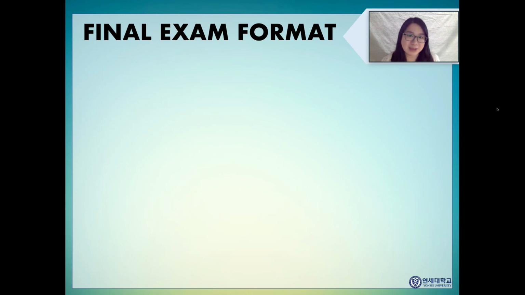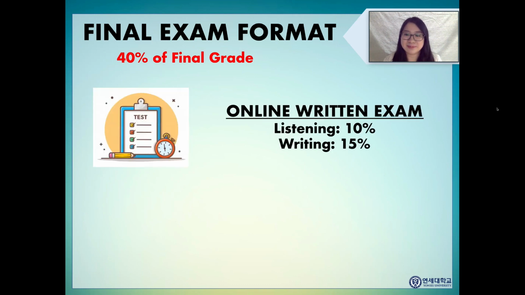The final exam will have 2 parts. The first part, it's worth 40% of the grade. So remember, the midterm exam, we split the midterm exam points, and now the final exam is worth more. So final exam, 40%. The first part is an online written exam, and we're going to complete this written exam on class marker, very similar to our attendance quizzes.